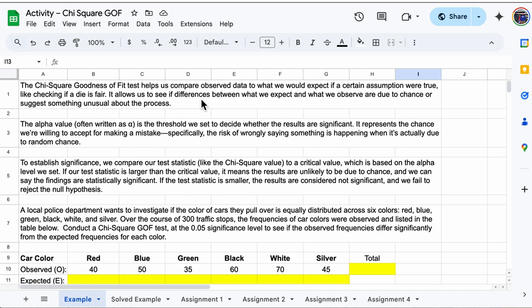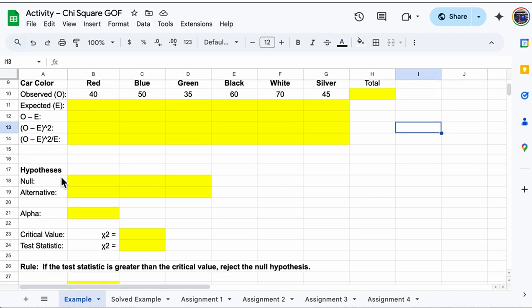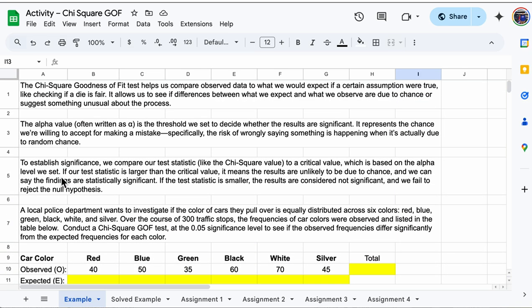The alpha value we use as a threshold, you can see it here, decides whether the results are significant. We use that to determine what's called a critical value. And the relationship between the test statistic, which I'll show you how to compute in a minute, and the critical value is what dictates whether or not the null hypothesis is true. The null hypothesis is a statement of some assumed, previous relationship that might exist, and the alternative is what would be true if the null hypothesis isn't.